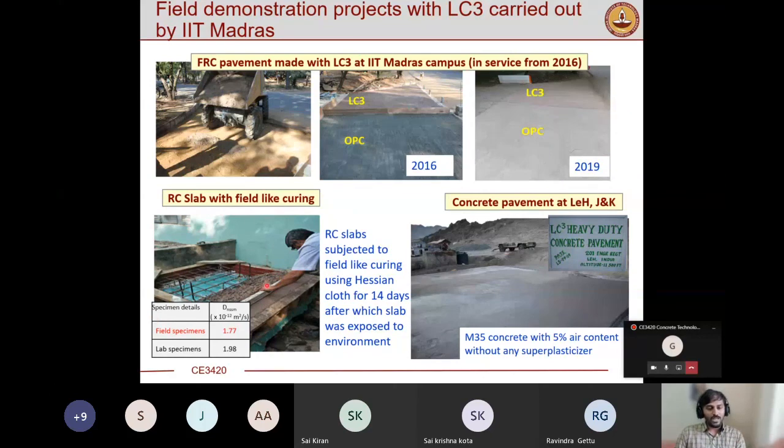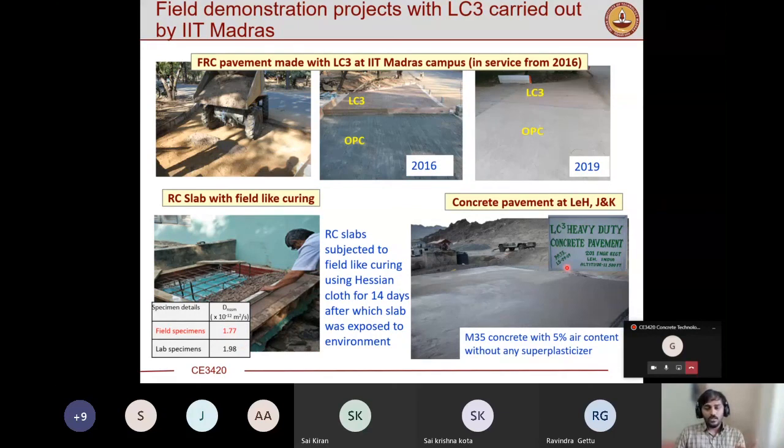So we made a similar slab and checked the chloride diffusion rate, right? And we cured it similar to how an improper construction practice would cure. They'll just put a gunny bag over the concrete and cure it for only 14 days, leave it open in a sunny condition. We did it in a similar way, and we found the difference between field and lab specific, right? Because it makes a much different to LC3 in terms of chloride rate.